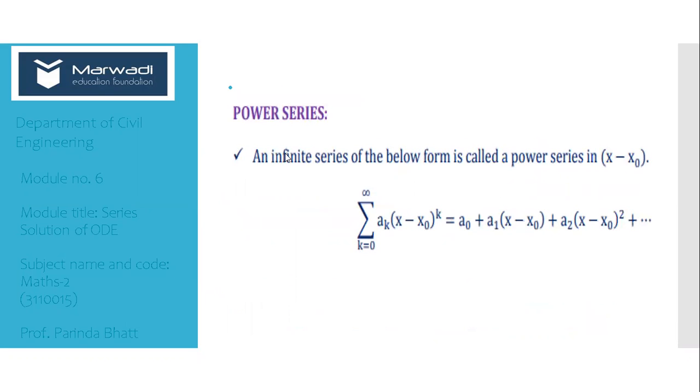Then we discussed the power series definition. An infinite series of the below form is called a power series in the powers of x minus x0. In notation, we can write it as summation over k equal to 0 to infinity of Ak times (x minus x0) raised to the power k, which is equal to a0 plus a1 (x minus x0) plus a2 (x minus x0) whole square and so on.